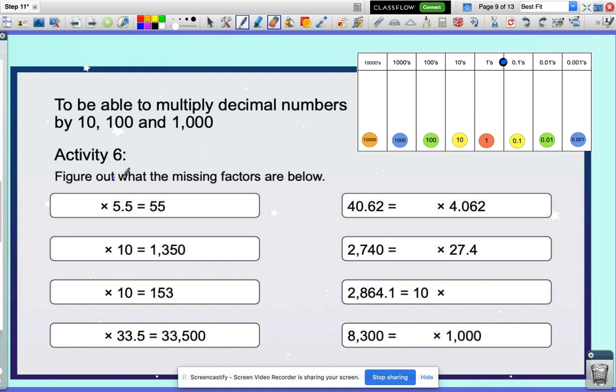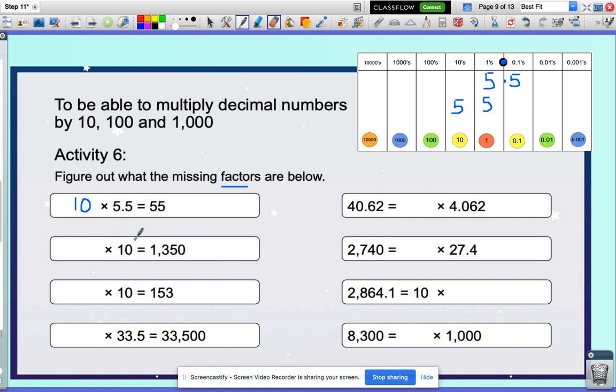Okay, so this one, it says figure out what the missing factors are below. So what are our missing factors? Something times 5.5 equals 55. You can use your place value chart to help you. I think you've got one on Seesaw as well. 5.5, and it's ended up being 55. So how did it get to 55? Each digit has moved one place to the left, so that must be multiplying by 10.